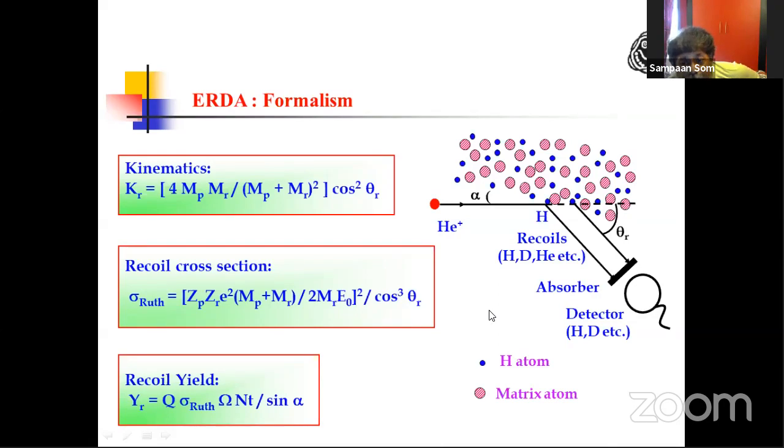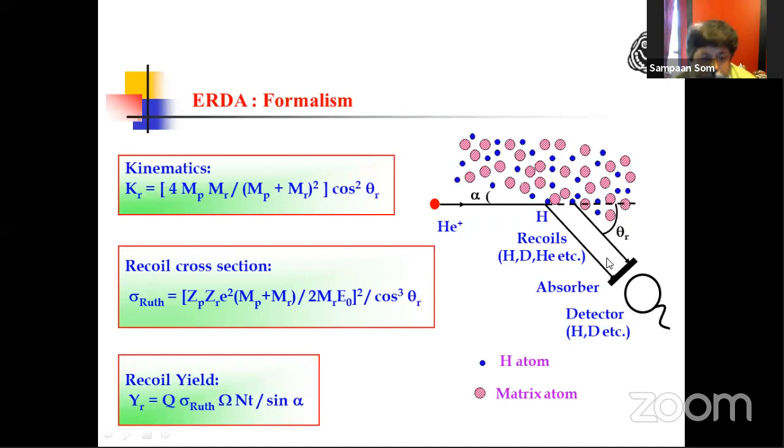Why? Because hydrogen recoiled from deep inside the material will not be able to cross this absorber foil. It will also get arrested or absorbed by the absorber foil because it is energetically lesser. Only from close to the surface and the near-surface region will hydrogen reach the detector. So this technique is a little bit limited in terms of penetration depth.